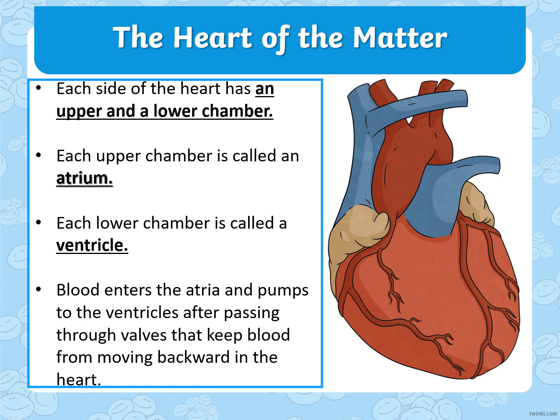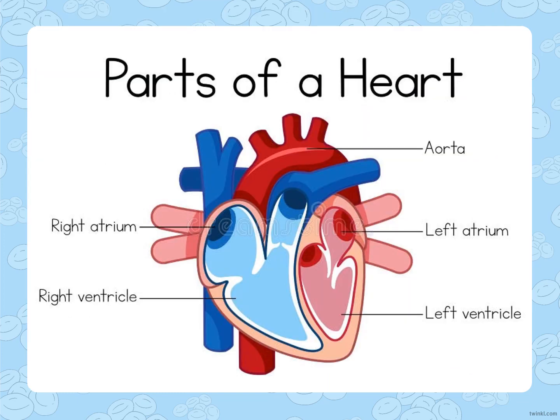And then each side of the heart has an upper and lower chamber. The upper chamber is called the atrium and the lower chamber is called the ventricle. The blood enters the atria and is pumped to the ventricle after passing through the valves that keep the blood from moving backward in the heart.